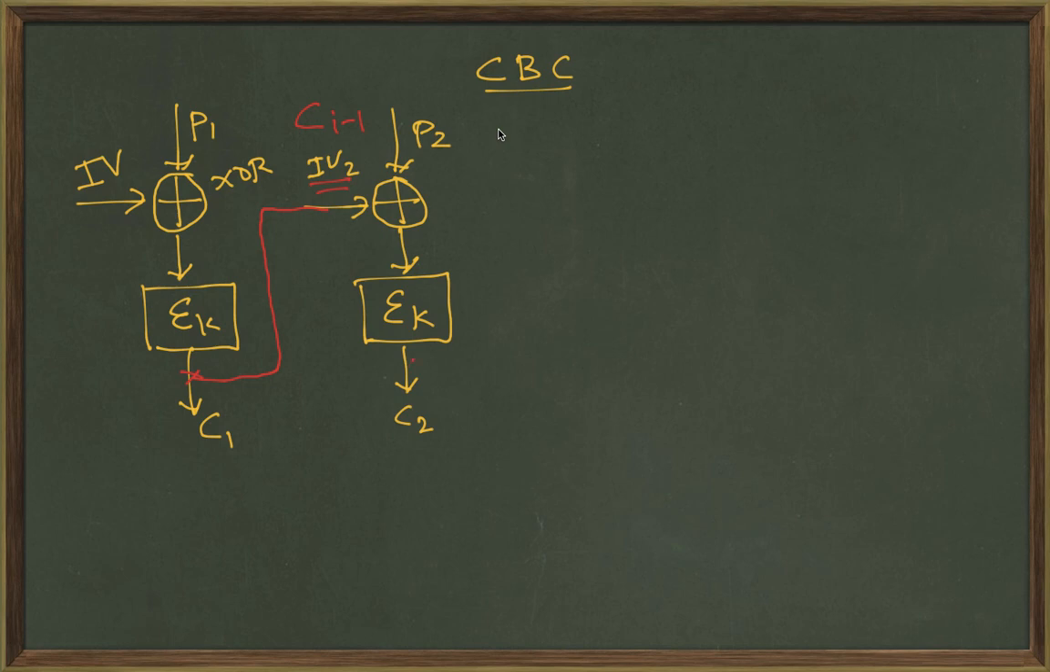Same thing for the following block: you will take your previous block output, and this will become the IV for the next block. Because you are taking the ciphertext and making a chain out of it, this mode is called cipher block chaining mode. The beauty of this mode is that if you make one bit of change in your input, it will affect all the following output. All the following blocks will get affected. That is one good thing, because if you disturb anything, everything will get affected.